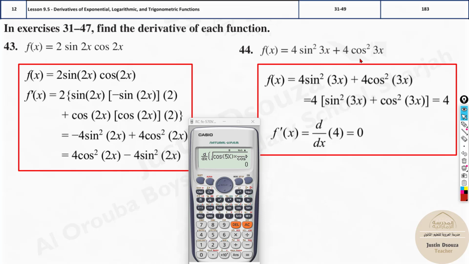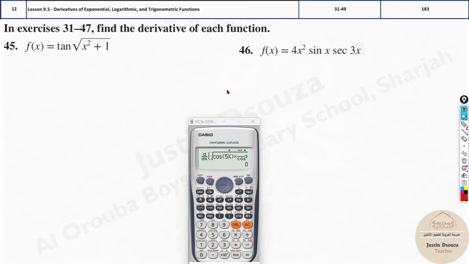Over here again, now this is constant y. Now 4 and 4 can be taken common. What is remaining? Sine squared 3x plus cos squared 3x. What is this? That's equal to 1, Pythagorean identity. So 4 times 1 is 4. What is the derivative of a constant 4? It's 0. That's the reason.